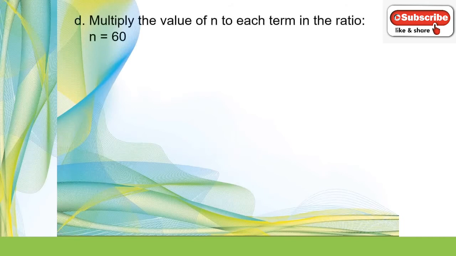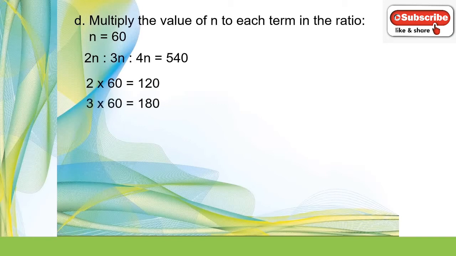The next step is to multiply the value of n to each term in the ratio. The value of n is 60. Going back to our equation, 2n:3n:4n equals 540. Multiply 2 times 60 equals 120. 3 times 60 equals 180. 4 times 60 equals 240.